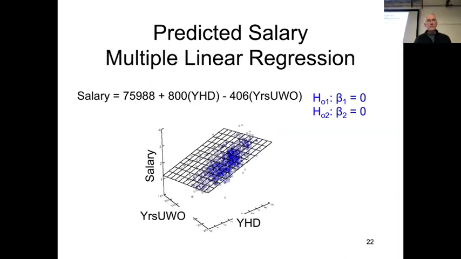So multiple regression is really simple. It's a simple extension of that, where rather than a line of best fit, and this is where it gets slightly Star Trekian, we're fitting a surface of best fit, because in the simplest possible extension of linear regression, we've got two predictors: years since highest degree and years at UWO, years at Western.